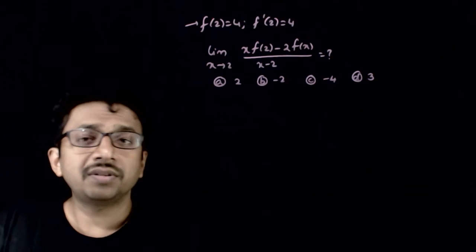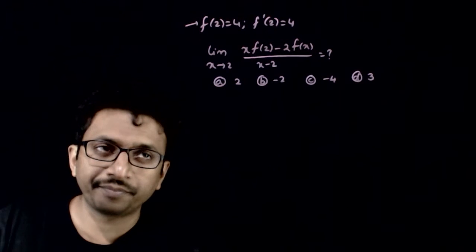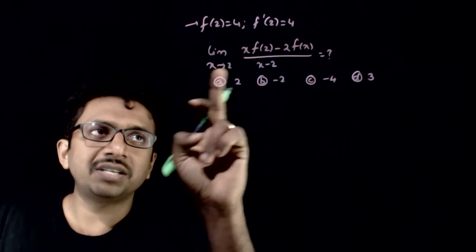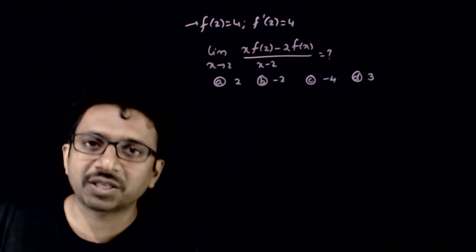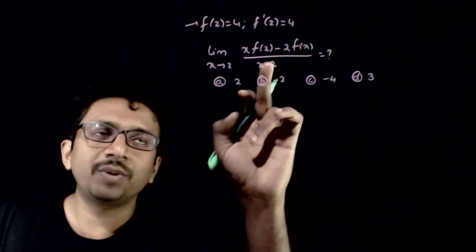So welcome students. In this question you're given that f of 2 is 4 and f dash of 2 is also equal to 4. And you're asked to find limit x tends to 2 of (x f of 2 minus 2 f of x) by (x minus 2). So obviously, as you can see from direct substitution, you're getting 0 by 0 form.